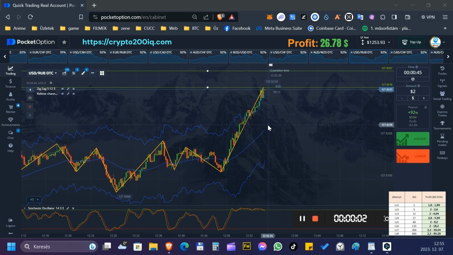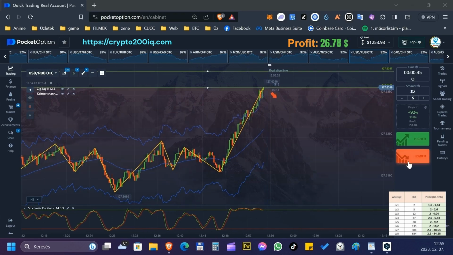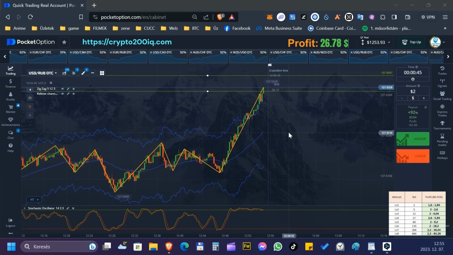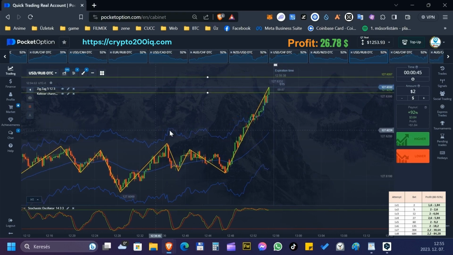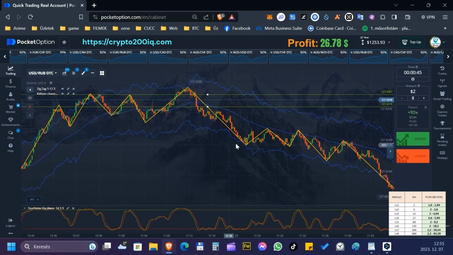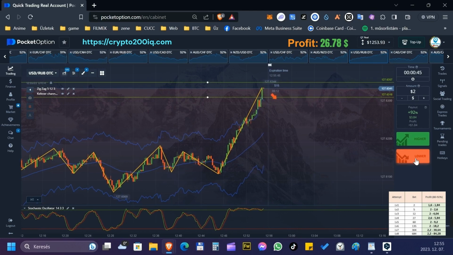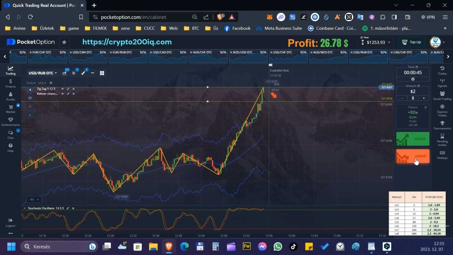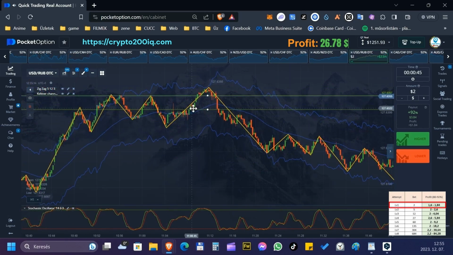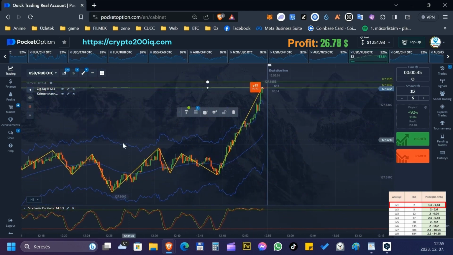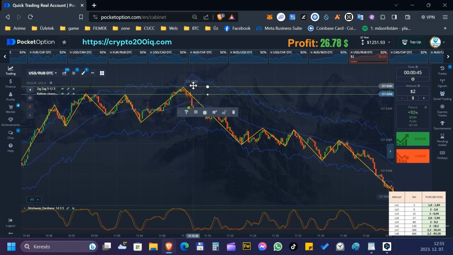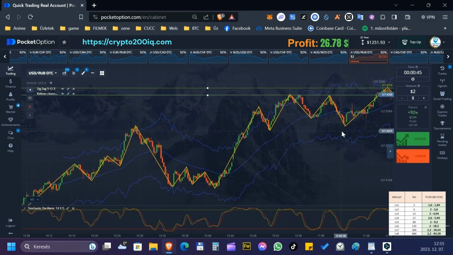And here's another opportunity, this one is also a bigger move. It broke through our first line, but it's okay. The next one seems much stronger. And it reached this one. I'm setting the other line to the previous peak.